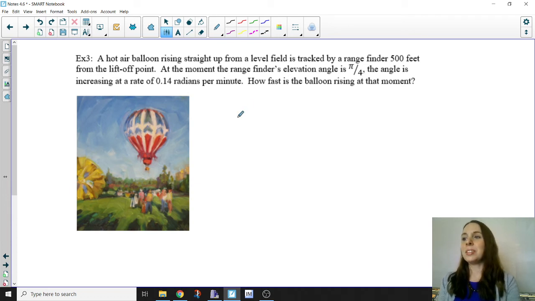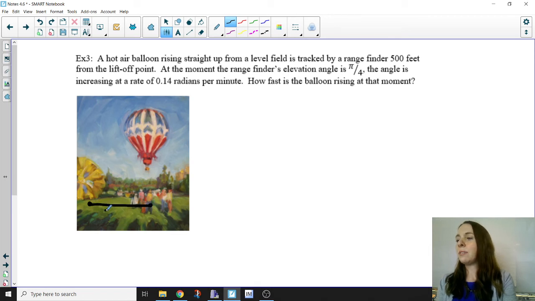All right, this one is super fun because we have a picture here. So what you want to think about is that there is a level field, and there's a rangefinder that is tracking this balloon, and the rangefinder is 500 feet from the liftoff point. So if the liftoff point is somewhere over here, we'll just go horizontally with it like that.